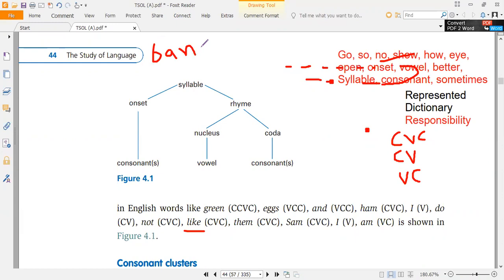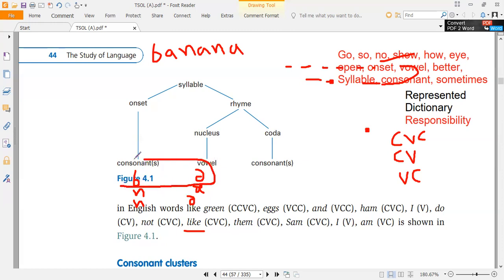Banana. How many syllables do we have? Three. We have got three syllables, right? So the first syllable is ba, CV, right? The second syllable is also CV, banana, and the third one is also CV. So the three syllables are there.